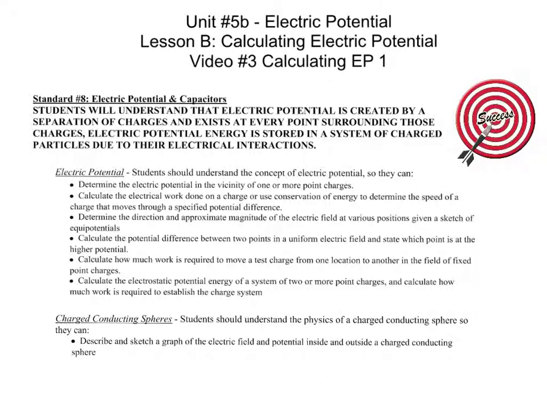So we've defined electric potential and we've looked at ways that we can visualize electric potential. Now we want to be able to calculate the electric potential in a variety of circumstances. These circumstances include finding the electric potential in a uniform electric field, finding the electric potential of a charged sphere, finding the electric potential of a single point charge, and finding the electric potential around multiple point charges.